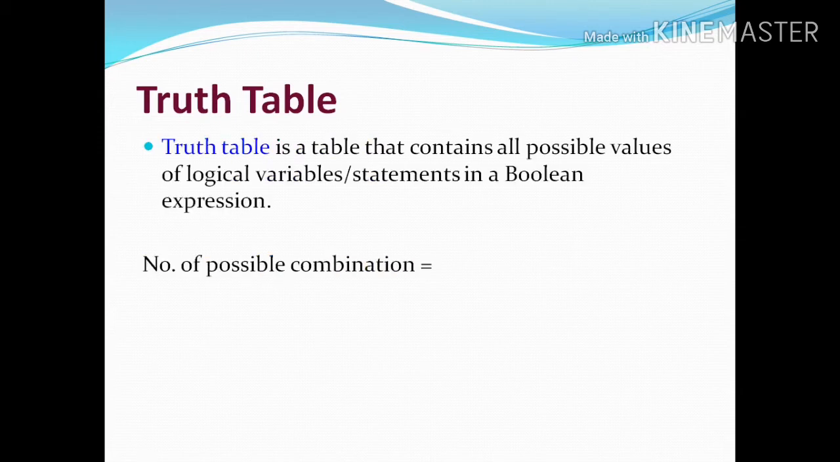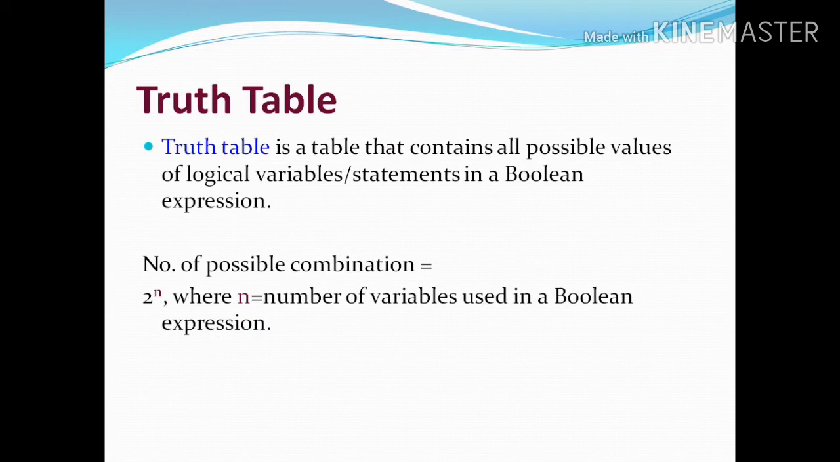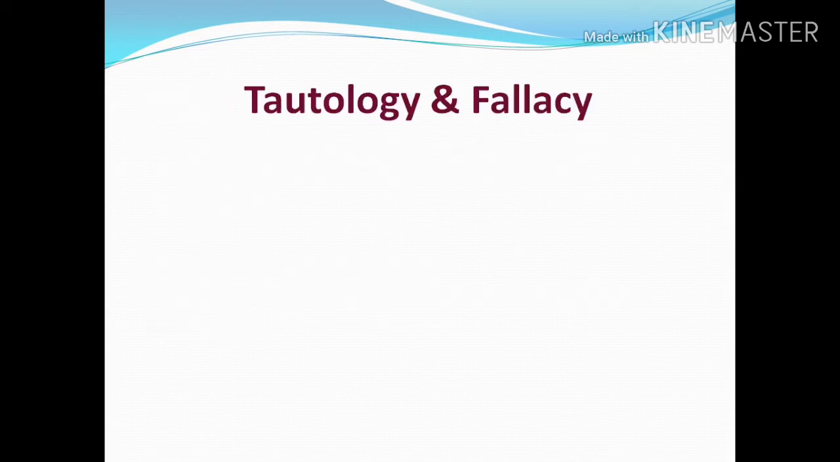Now we have to know the truth table. What is a truth table? A truth table is a table that contains all possible values of logical variables and statements in a Boolean expression. The number of possibilities must be 2 to the power of n, where n is the number of variables in the Boolean expression. Using this table, all logical variable statements of a Boolean expression show all possible combinations. Let's start with tautology and fallacy.